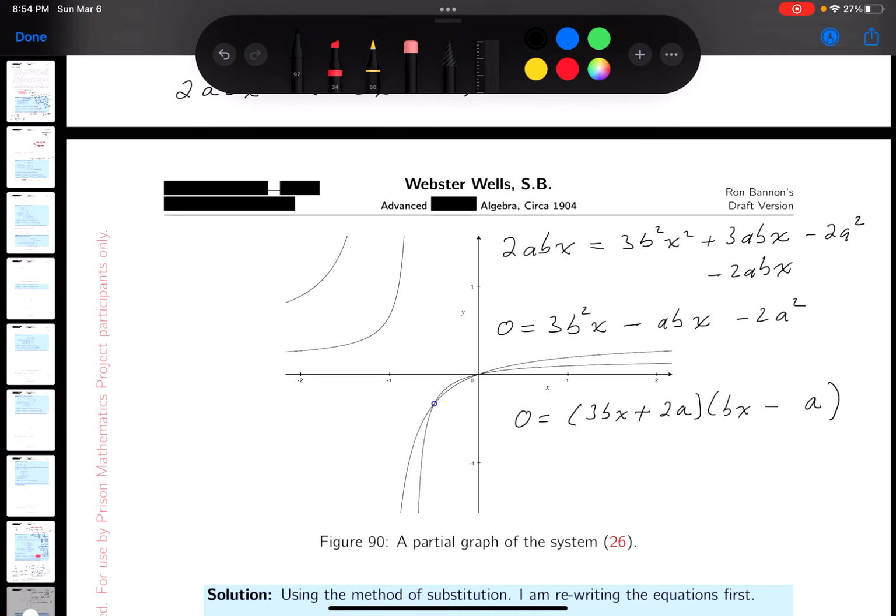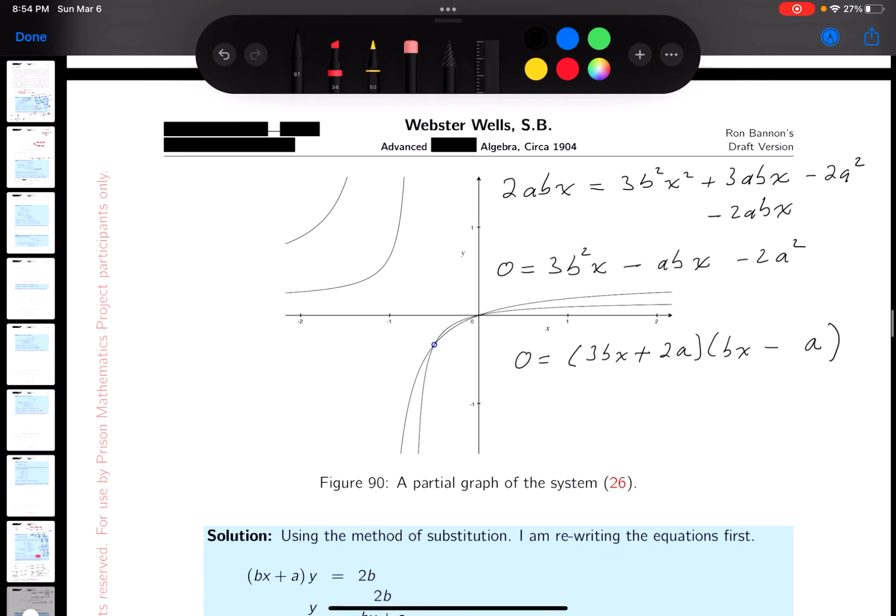Do I get the middle one? Well, it's 3bx minus 2bx plus... yeah, works beautifully. So I'm solving for x, right? So what's x going to be equal to? Well, minus 2a over 3b, or let's see, x would equal a over b.